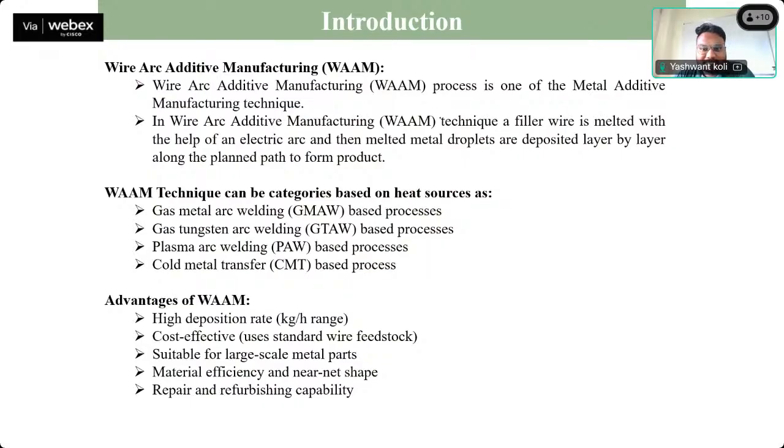So this is the basic definition. The WAM process is one of the metal additive manufacturing techniques. Its filler wire is melted with the help of an electric arc, and then melted metal droplets are deposited layer by layer along the planned path to form a product. So these are the sources: GMAW, GTAW, plasma arc welding, and CMT. Researchers are focusing on cold metal transfer based power sources because of many advantages: very less porosity, a bulk component can be fabricated using CMT, and reduced anisotropy problems also.